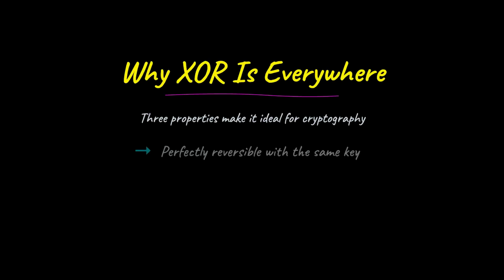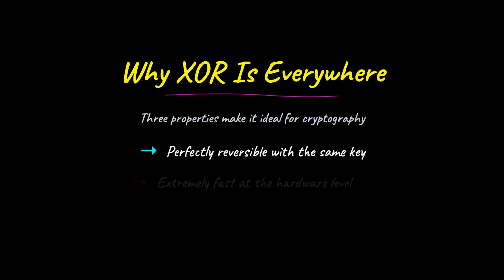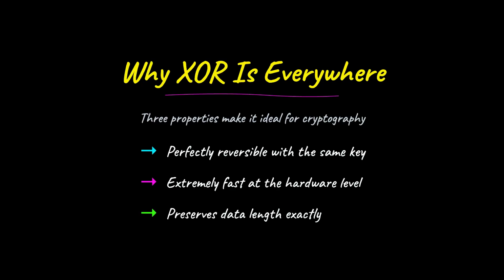XOR is prized for 3 reasons. It's perfectly reversible, it's the fastest operation a processor can perform, and it never changes the size of the data. That's why it's used everywhere, from stream ciphers to mixing and initialization vectors, always paired with an unpredictable key to actually provide security.